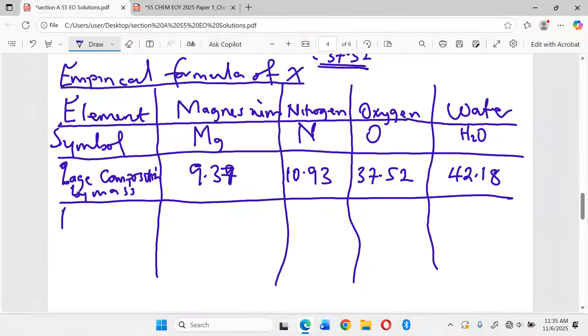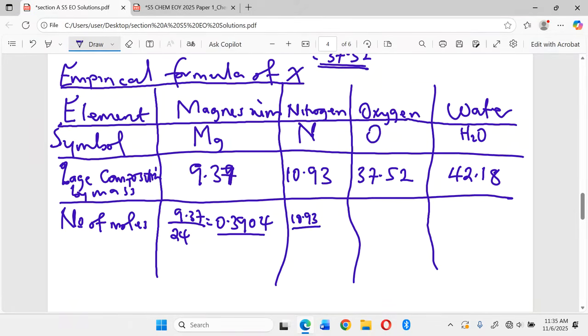From there, we can go to the number of moles. We know that the number of moles is equal to the given mass, which is 9.37, over the molar mass. The molar mass of magnesium is 24. And when you divide that, you get 0.3. I recommend we always use 4 decimal places to avoid errors. So here it becomes 10.93 over nitrogen, that is 14.